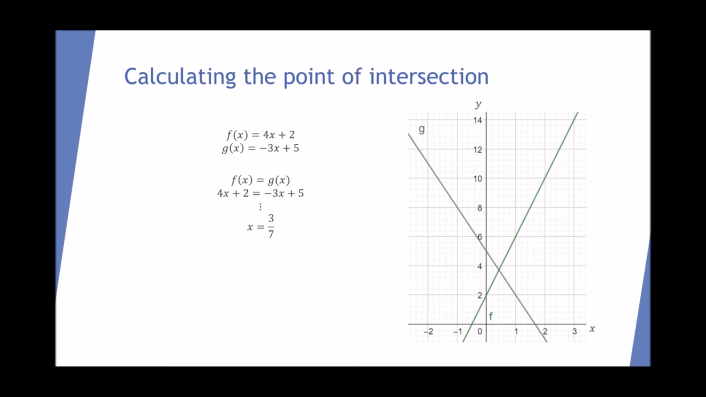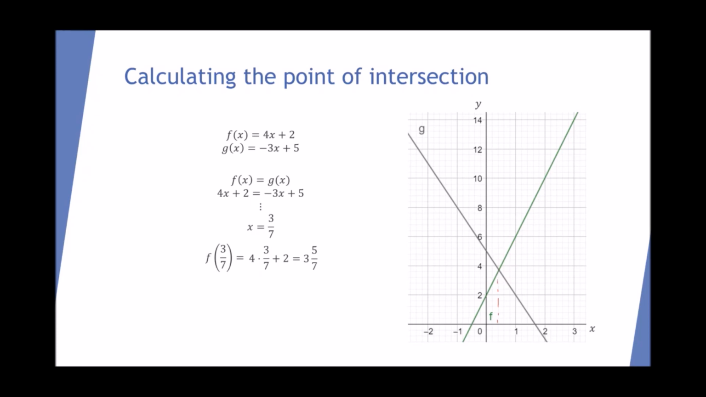Okay, and well, that seems about right. x is 3/7 is pretty much where it's at. But for the point of intersection, we also want to know the y. We also want to know the second coordinate. And for that, we just fill it into one of the functions. We calculate f of 3/7. So we fill that in, 4 times 3/7 plus 2, and we get 3 5/7.